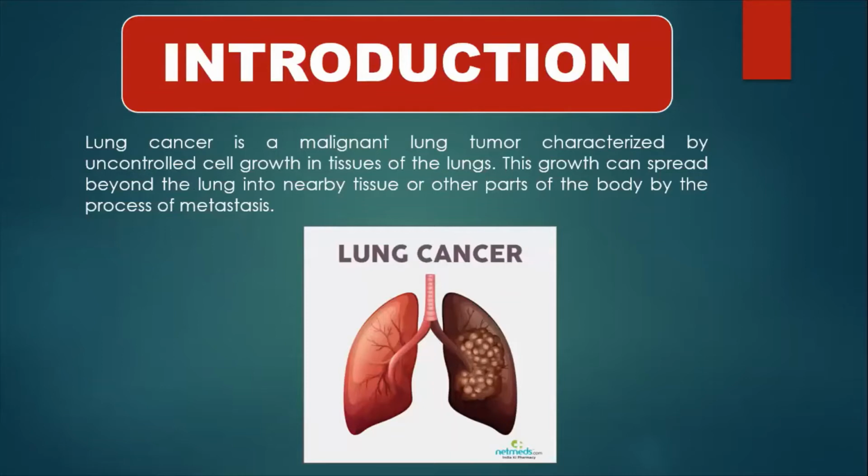Now moving on to our topic, let me introduce you to lung cancer and its various characteristics. Well, lung cancer is a malignant lung tumor characterized by uncontrolled cell growth in tissues of the lungs. This growth can spread beyond the lung and into nearby tissues or other parts of the body by the process of metastasis.